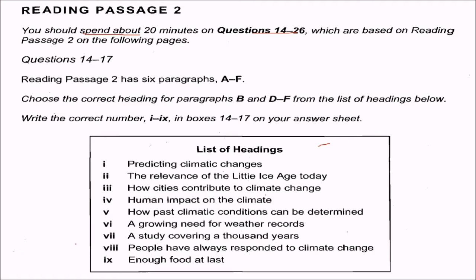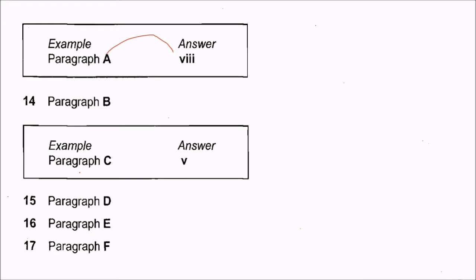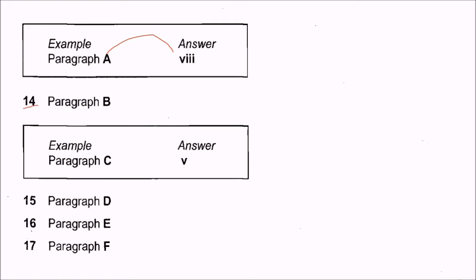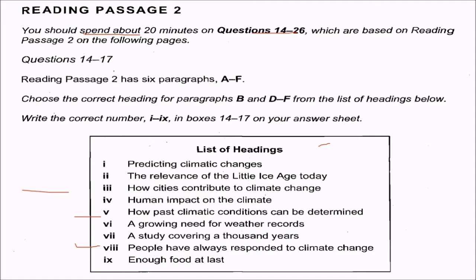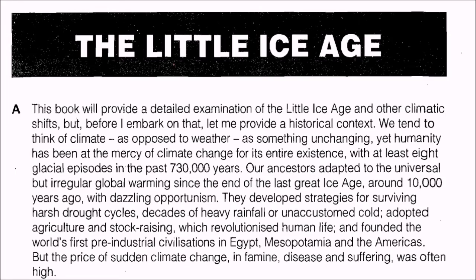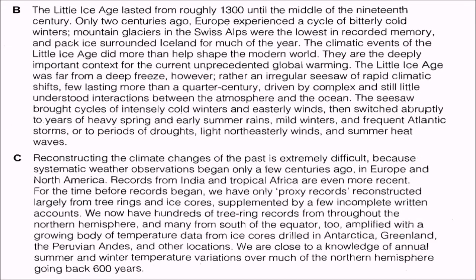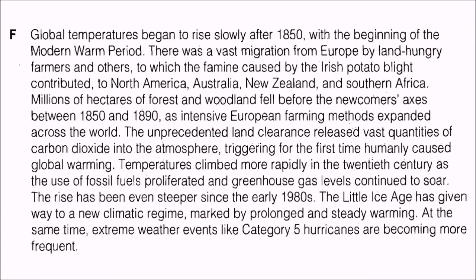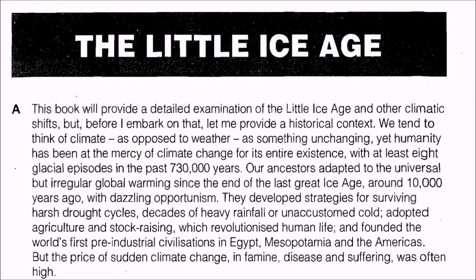Paragraph A is people have always responded to climate change. And then for paragraph C, we can assign how past climate conditions can be determined. So you have to read it very carefully and try to assign 14, 15, 16, 17, that is B, D, E, F, some sort of headings which will be clear after reading. And after completion of this Little Ice Age, we'll try answering these questions from 18 to 22. All these options are given and we have to choose. So let us go ahead and read it.